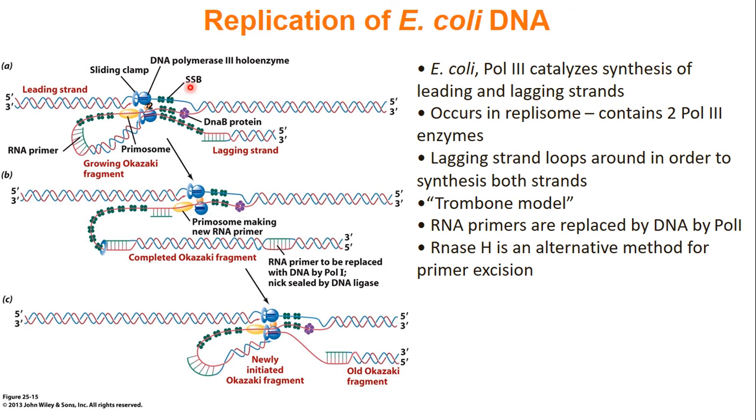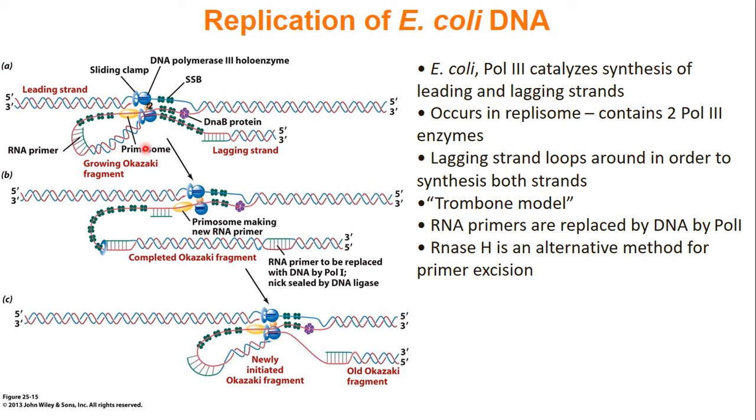So the main polymerase, and we mentioned this in the last video, is polymerase 3. This will do the leading strand and most of the lagging strand. And if we look at the whole replisome, the whole protein complex that does replication for us, we see that we have 2 polymerase 3 enzymes, at least 2. Some organisms will have 3.